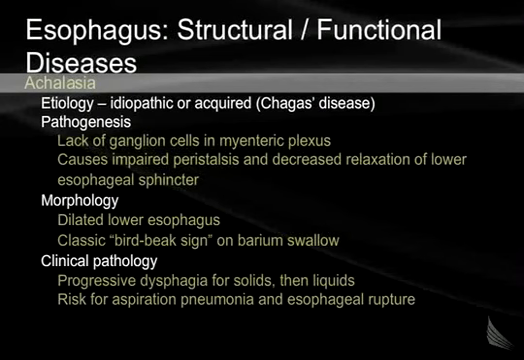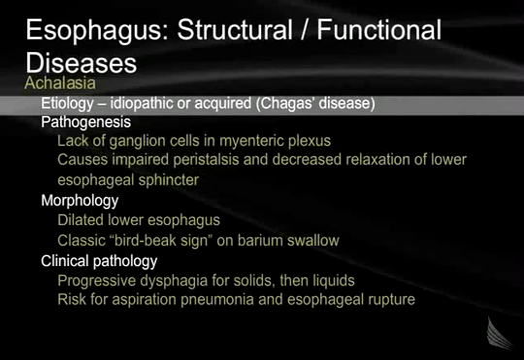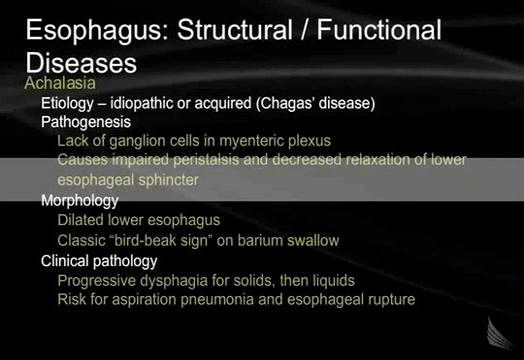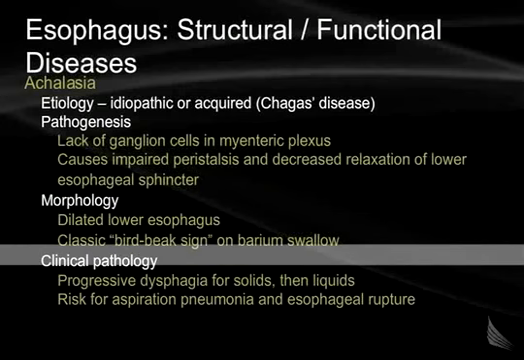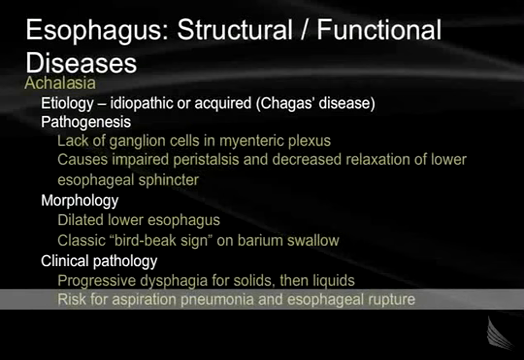Achalasia, which is a motility disorder of the lower esophageal sphincter, is idiopathic or acquired in the type of Chagas disease. Remember, Chagas disease is a disorder caused by T. cruzi, and usually acquired in South America. The pathogenesis of achalasia is a lack of ganglion cells within the myenteric plexus. This causes impaired peristalsis, or achalasia, and decreased relaxation of the esophageal sphincter. These patients also have an aperistalsis of the remainder of the esophagus, or what we call ineffective peristalsis.